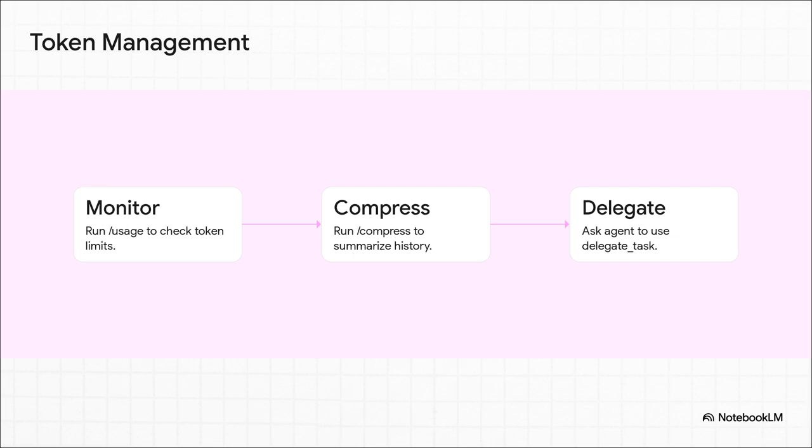Step 3, delegate. For those really complex, multi-part jobs, ask Hermes to use delegate task. That spins up parallel subagents with their own isolated contexts, and only their final, clean summaries get pulled back into your main window. It is so incredibly efficient.